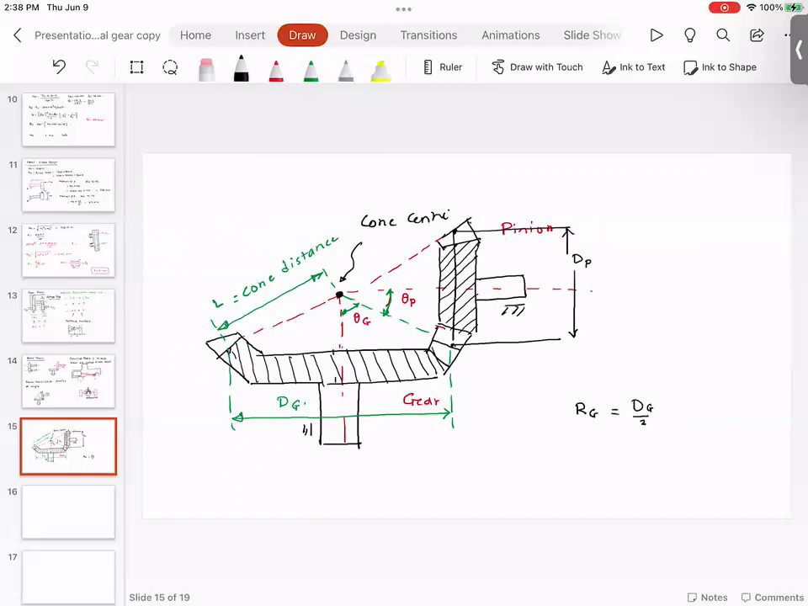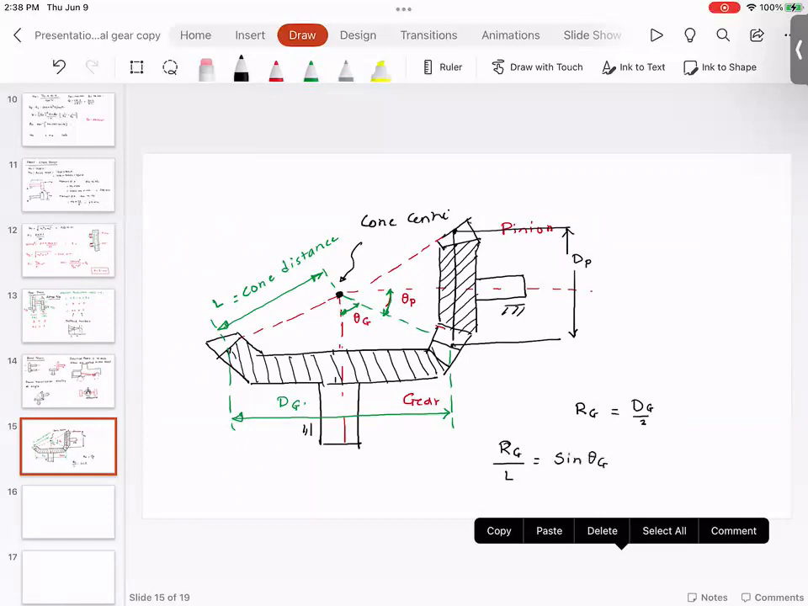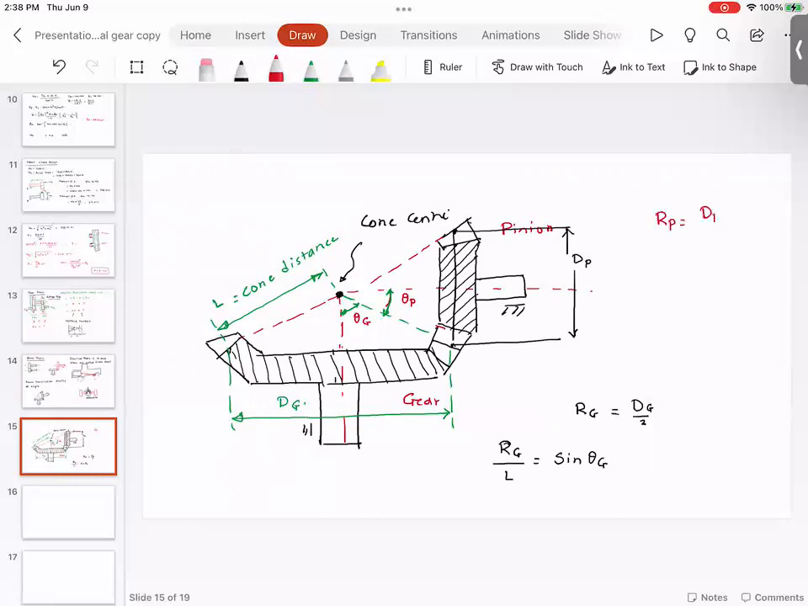And I want you to understand that this is actually a right angle triangle. So Rg divided by L is equal to sine theta g. And next thing is Rp is dp divided by 2 and Rp divided by L is equal to sine theta p. And at the end, theta p plus theta g is equal to the angle between shafts. So this could be 90 degrees, it could be 60 degrees, it could be 45 degrees.